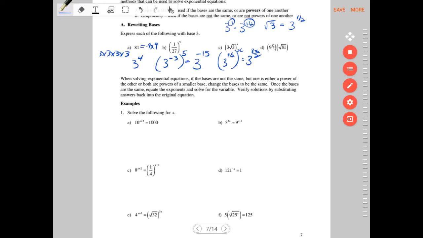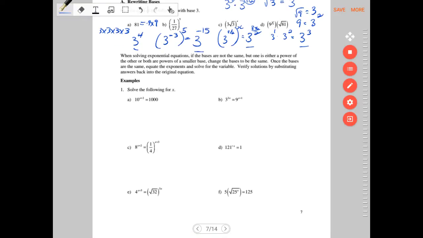9 to the half means the square root of 9. So the square root of 9 is just 3. The square root of 81 is 9, which is the same as 3 to the power of 2. So if I have 3 times 3 squared, again, when I multiply two things with the same base, I'll add the exponents. That gives me 3 to the power of 3. Notice in each one of these cases, my base is the number 3 as requested.